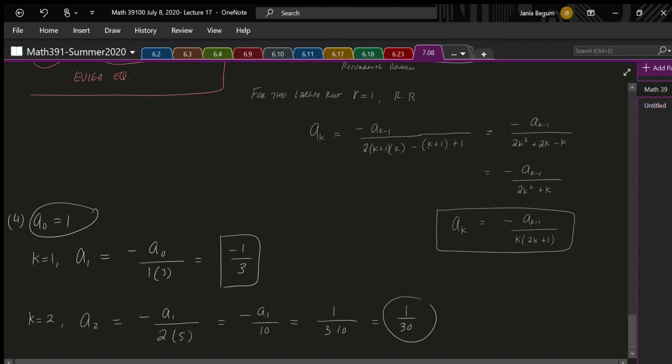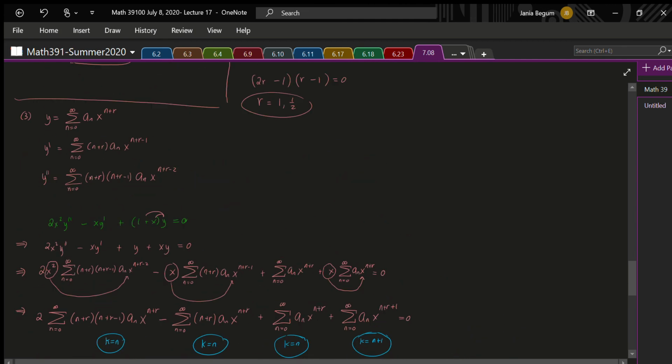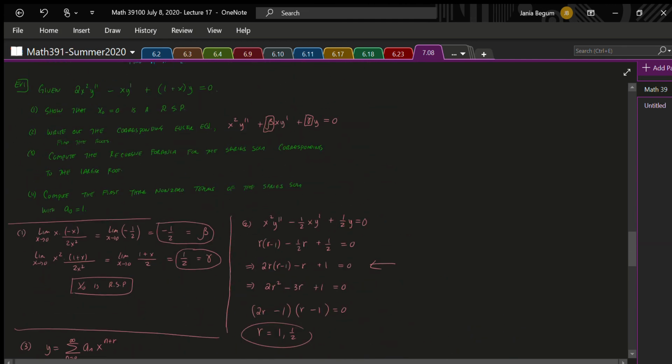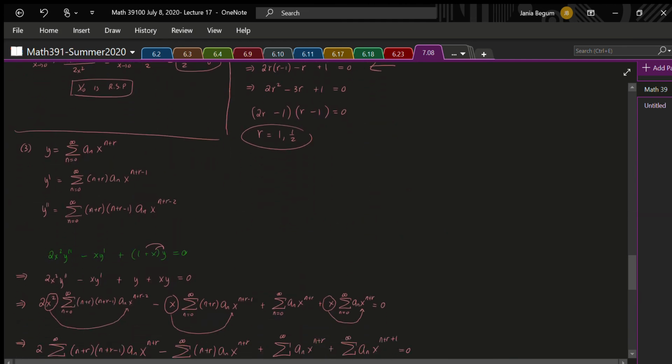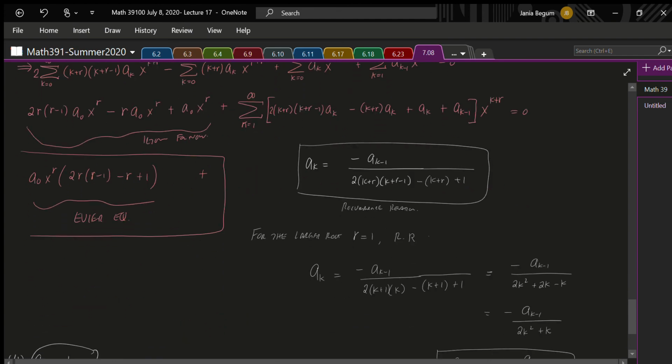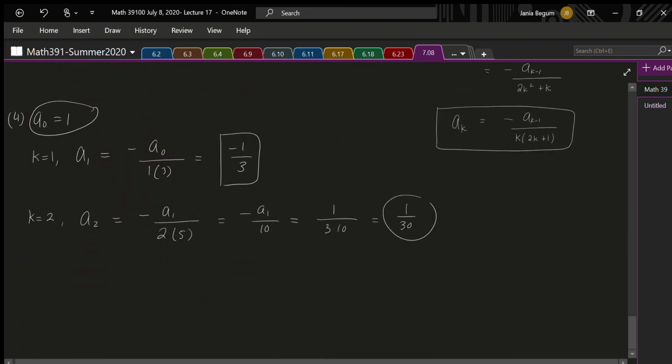So another non-zero term. Did I say 3 or 4? Let me just double check. 3. I'm done. Alright, so we're okay. We don't need any more. We have enough to write out the answer. Now let's write out that magical answer that we're after. We've been working for the last 20 minutes.